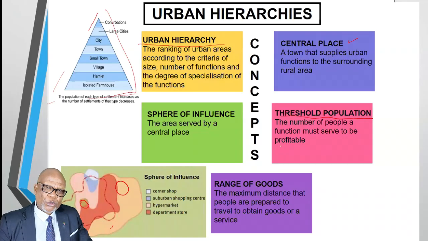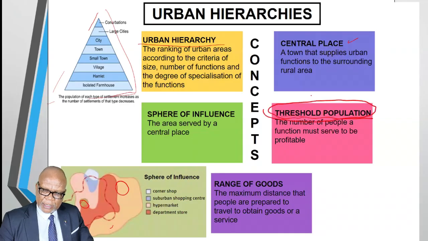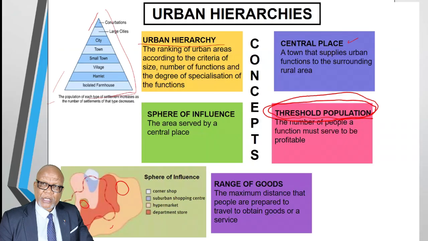So for the school to function, it takes the learners from that surrounding area. So those learners become the threshold population of a particular school. This is simply the number of people a function must serve to be profitable, the number of people required to make a business profitable. So that is threshold population.